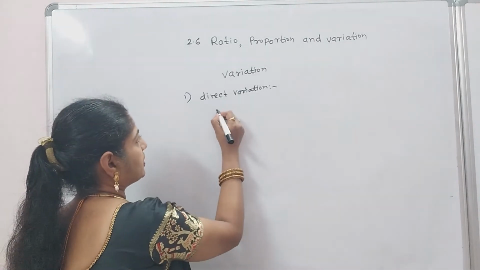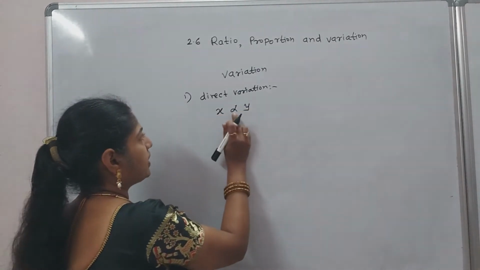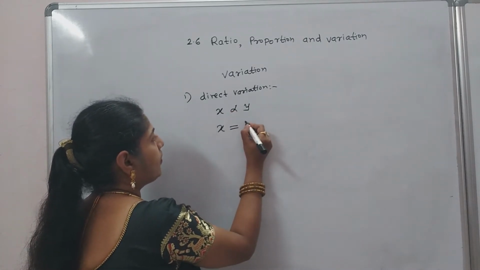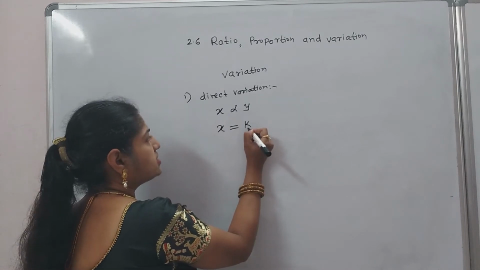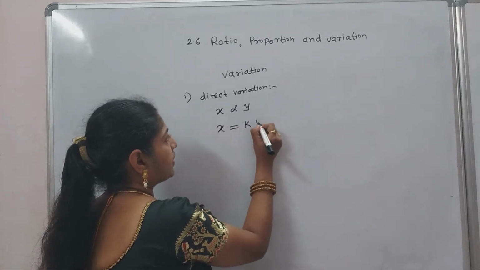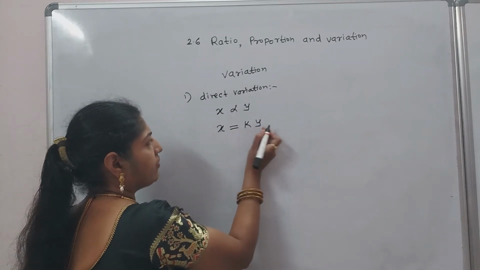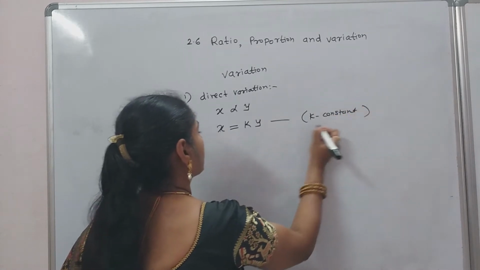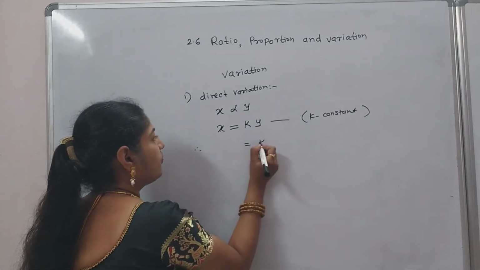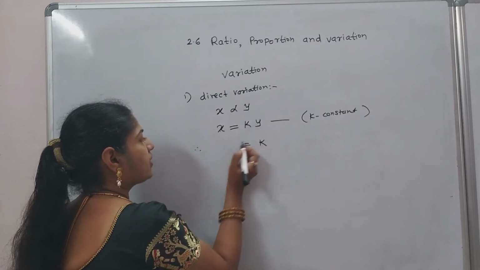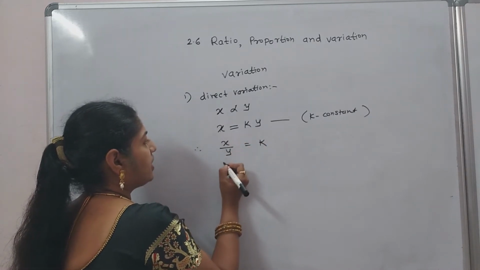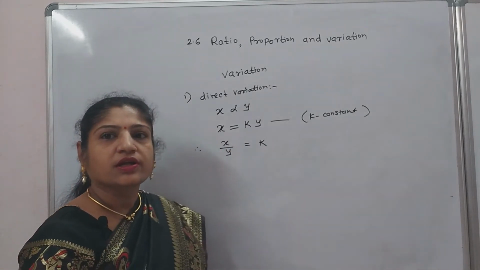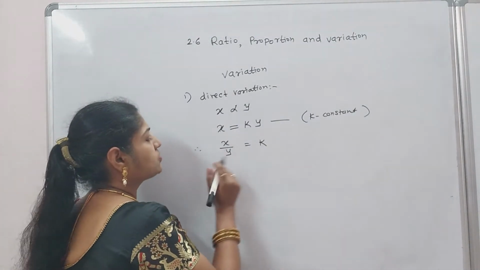Now direct variation. x is directly proportional to y. This is the symbol of proportion. I write x equal to k times y. k is the constant of variation. x equals ky. Here k is the constant of variation. So the constant of variation can be calculated: y goes to the division, x divided by y, x upon y equals k. Here in direct variation, the ratio of the two numbers is constant.